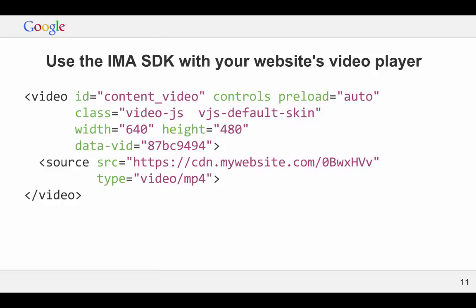And HTML5 allows you to add in attributes as valid HTML as long as you prefix them with data hyphen. So here we're adding in a VID, a video ID, and this is the ID of the content video in DFP. So on your blog, you're just going to include this so that DFP knows which video is playing and can figure out which targeting to apply when it tries to serve ads.